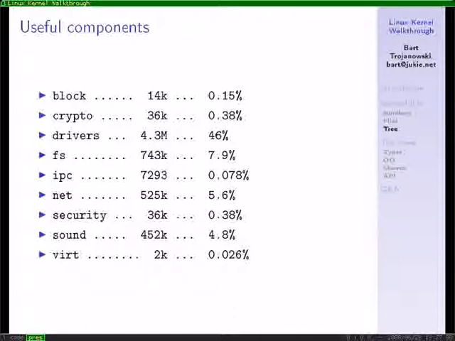Security: the majority of the security directory is SELinux, so I don't know why I included it under the useful components, but some people like to use SELinux. Sound is all of the sound drivers. The video drivers and the radio drivers are actually under drivers, so maybe sound might be moving into drivers at some point. Virt is a new directory for virtualization, and this includes things like lguest and KVM support, and Xen.